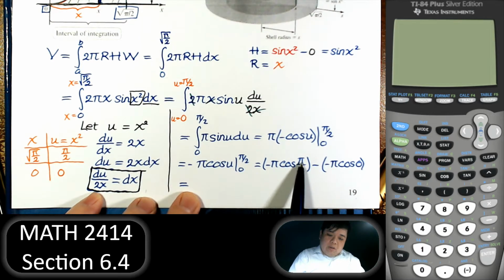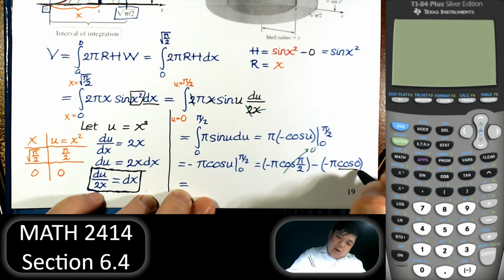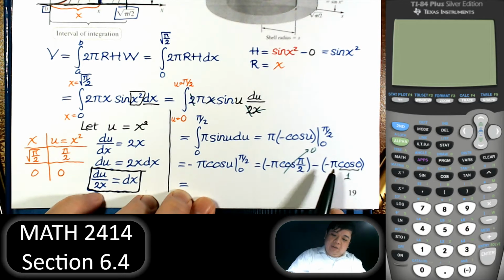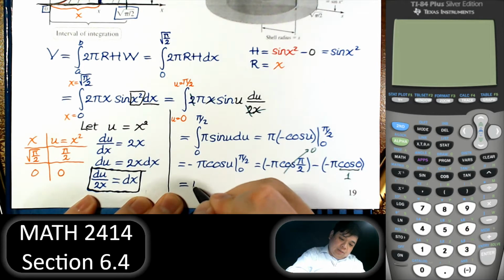Cosine of pi over 2 is 0, so that cancels out. And cosine of 0 is 1. And with the negative, that's just pi.